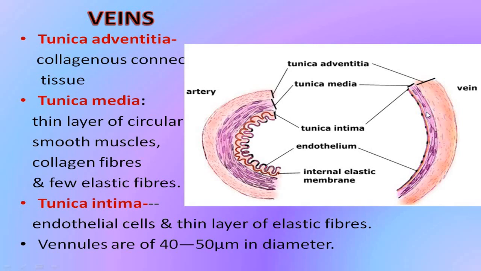But in case of vein, as you can see in this figure, the tunica media is very thin. It is thick, made up of 2 or 3 layers of circular muscles in case of artery, but in case of vein, it is very thin. And the innermost, just like the artery, is tunica intima. It is made up of a single layer of endothelial cells and a very thin layer of elastic fibers. Venules are approximately 40 to 50 micrometer in diameter.